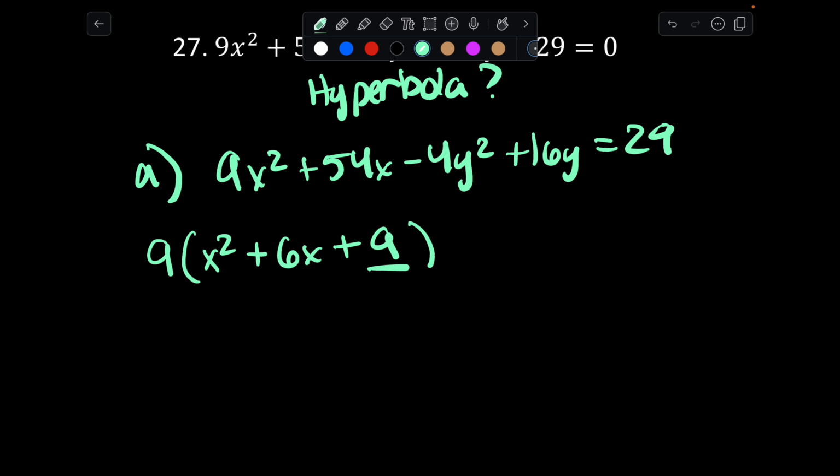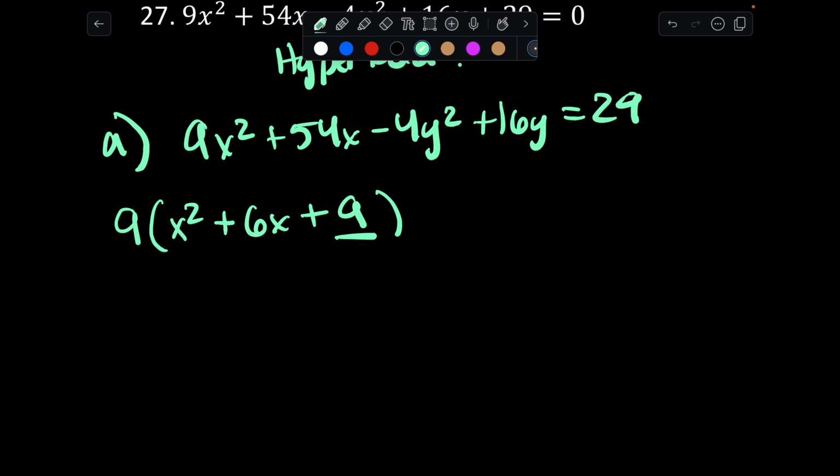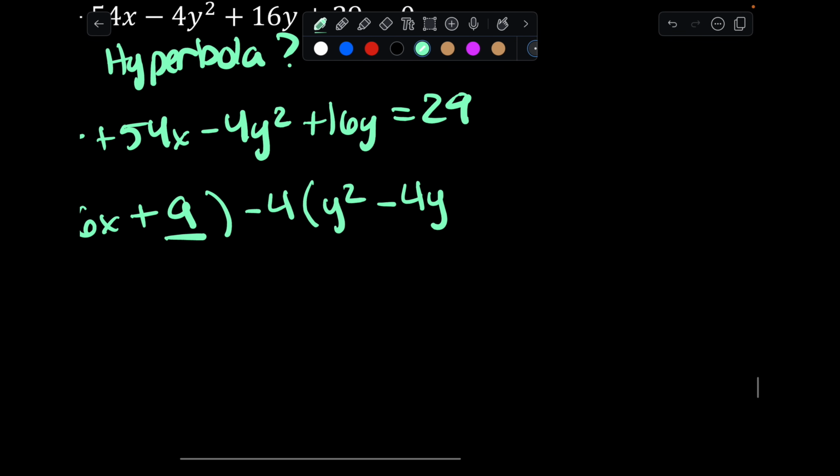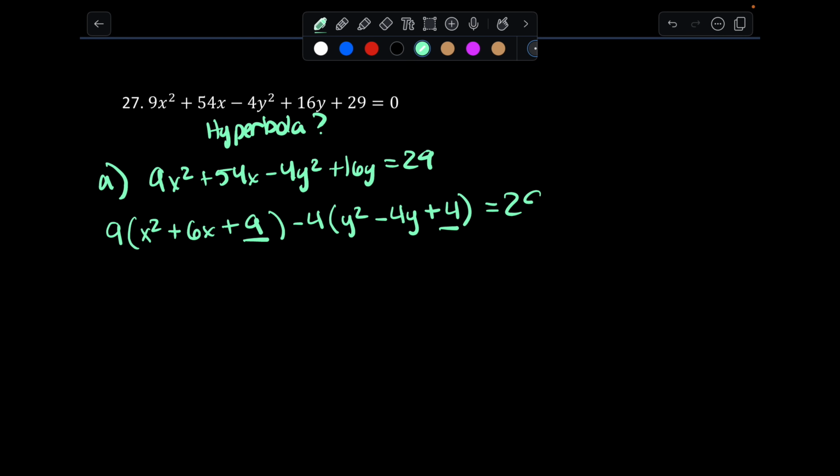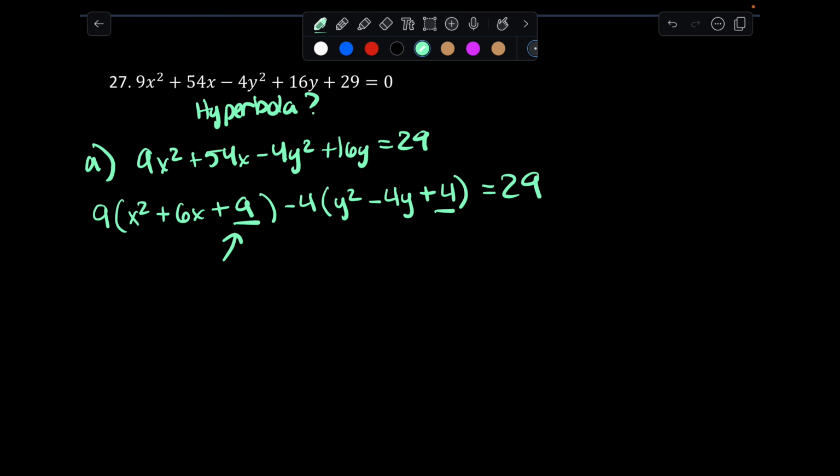And now for the y terms, we will factor out negative 4 because I don't want that y squared to be negative, so I'm going to factor out negative 4. So now we have y squared. When you factor out negative 4 from 16, 16 divided by negative 4 is negative 4, so we have negative 4y. And then completing the square, we have negative 4 divided by 2, which is negative 2. You square that, you get positive 4. And then we have our constant 29. Now I have my plus 9 over here and my plus 4, so I need to do that to both sides. So we'll have plus 9 plus 4.